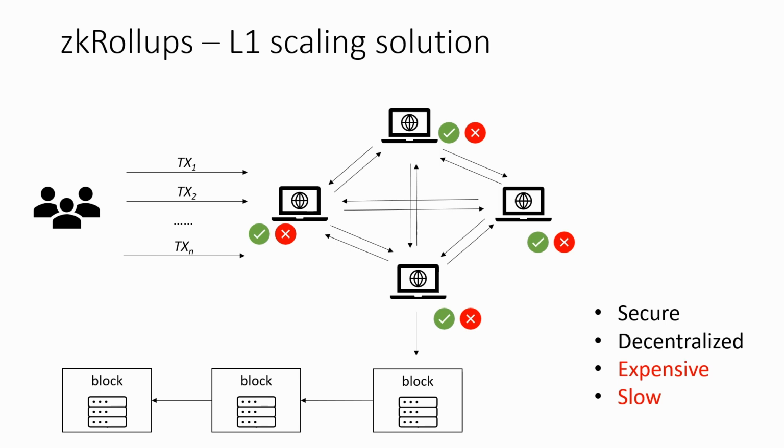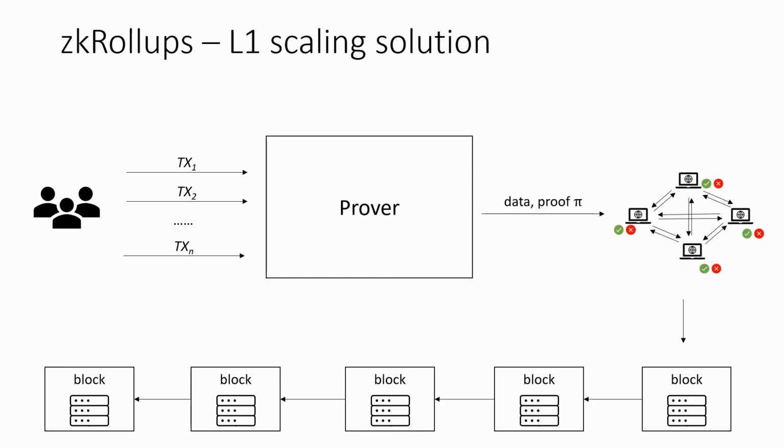The benefit of this process is that it's secure and decentralized. However, the trade-off is that it's extremely expensive and slow. ZK rollups attempts to solve this by using a ZK proof system. In ZK rollups, there's a centralized prover that can process significantly more user transactions at a much faster speed. The centralized prover will generate and submit a zero-knowledge proof to the L1 blockchain, saying what the final outcome of all the user transactions are.